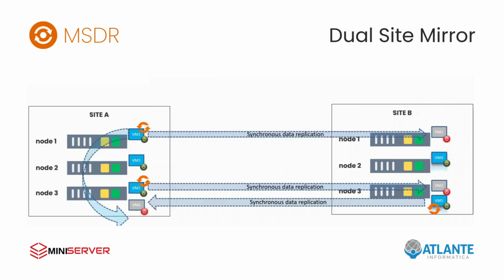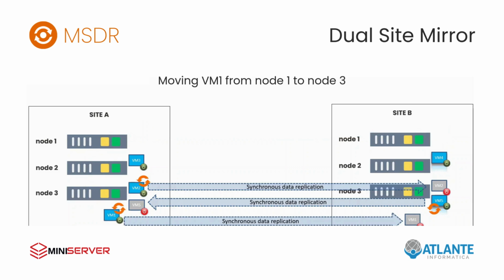Moreover, when a VM is migrated to another node within the cluster, the migration is automatically replicated to the target site. For example, if VM1 is moved to node 3, the same change is reflected on site B. This ensures that VMs remain correctly positioned across both sites. Okay, let's move VM1 back to node 1.